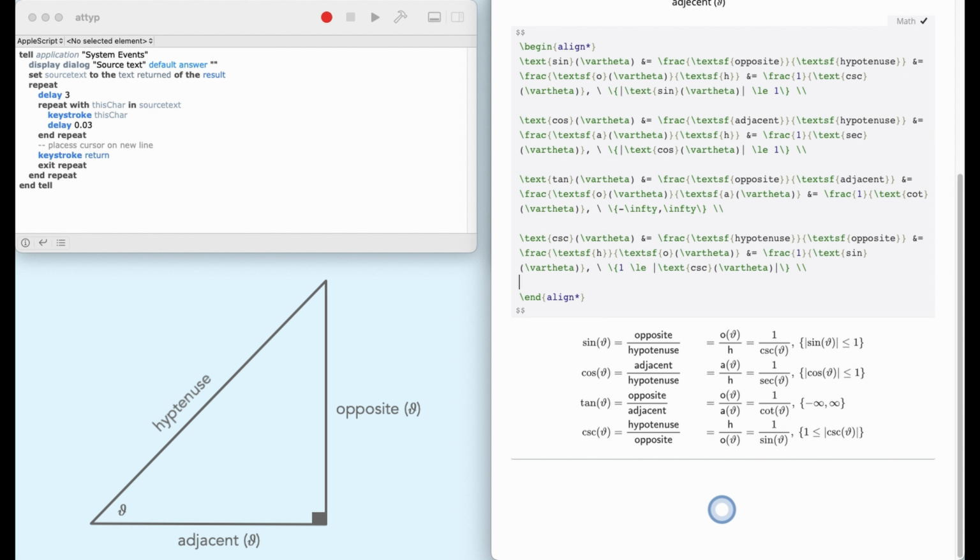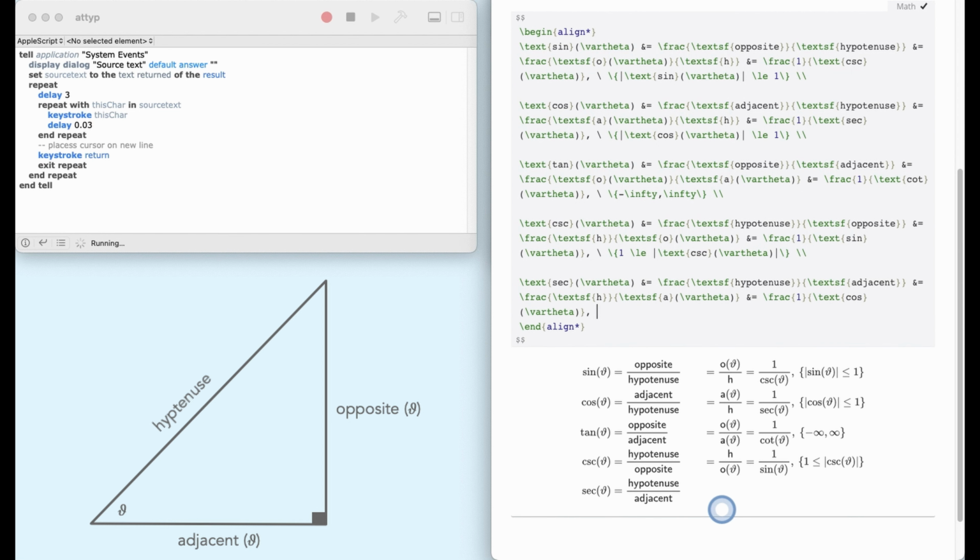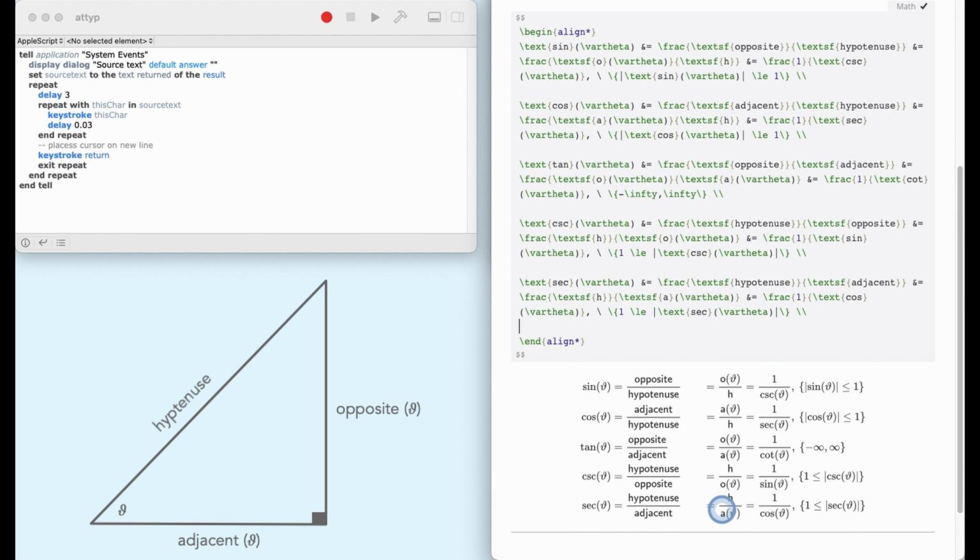For secant of theta, we have hypotenuse over adjacent. The value of its reciprocal is 1 over cosine of theta, and its range may be expressed as quantity all such absolute values of secant of theta greater than or equal to 1.